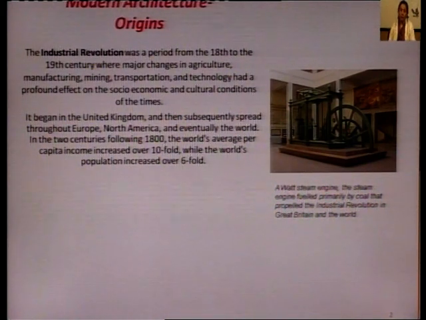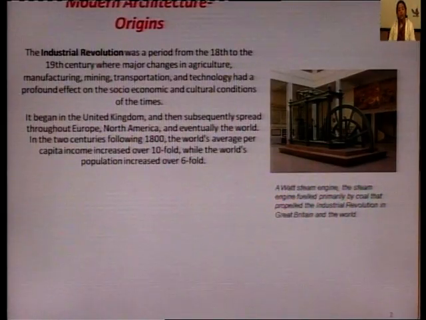So where did modern architecture begin? It began in the United Kingdom, and we know that Manchester was the world's cotton enterprise. It subsequently spread throughout Europe, North America, and eventually petered into the rest of the world.